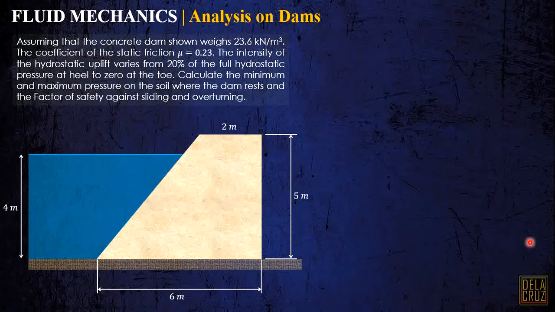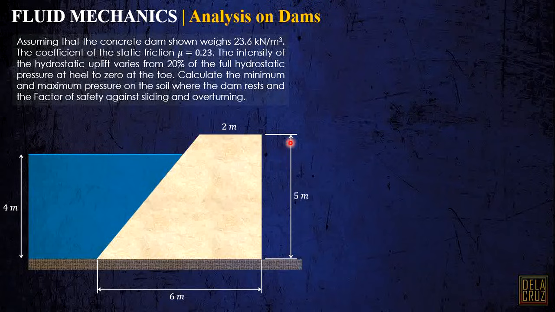Assuming that the concrete dam shown weighs 23.6 kilonewtons per cubic meter, the coefficient of static friction, denoted as mu, is equal to 0.23. The intensity of the hydrostatic uplift varies from 20% of the full hydrostatic pressure at the heel to 0 at the toe. Calculate the minimum and the maximum pressure on the soil where the dam rests, and the factor of safety against sliding and overturning.